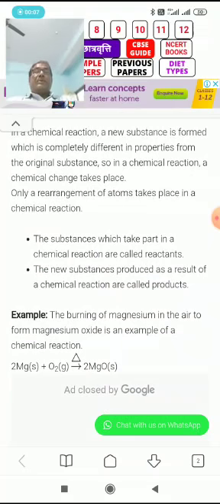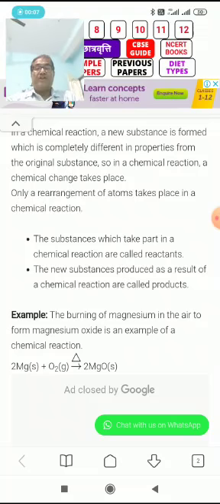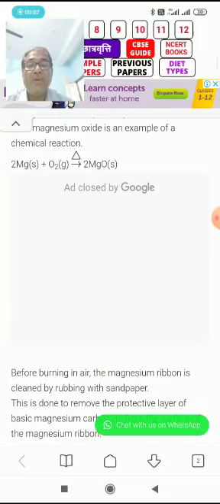The substances which take part in a chemical reaction are called reactants, and the new substances produced as a result of the chemical reaction are called products. For example, burning of magnesium to form magnesium oxide: 2 Mg plus O2 gives 2 MgO.